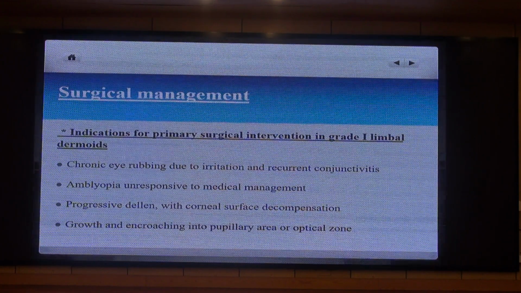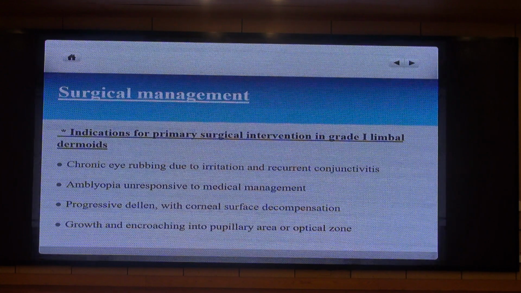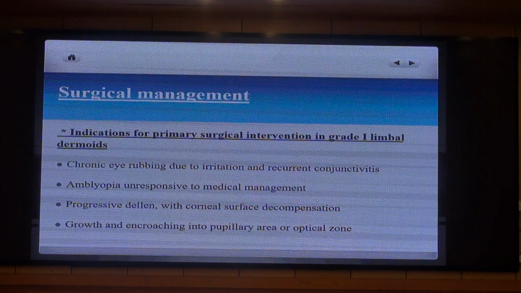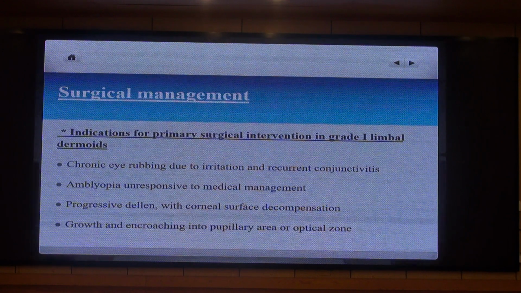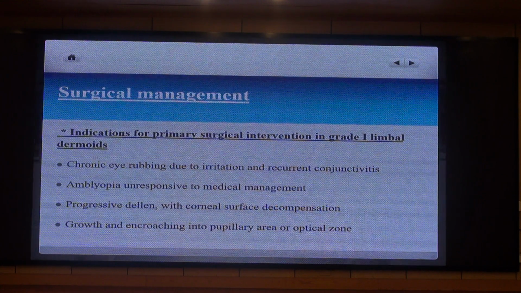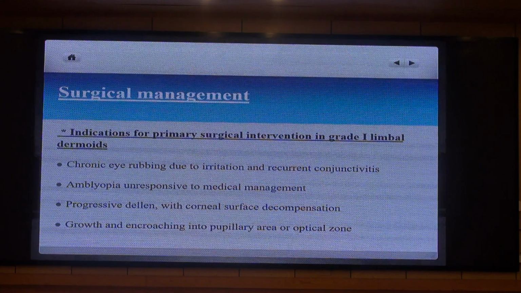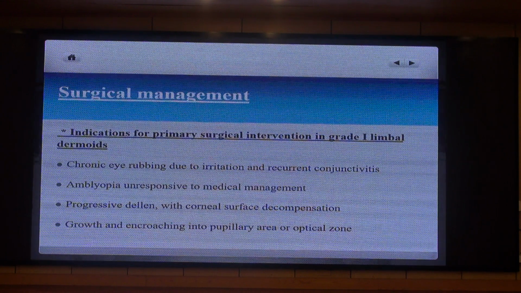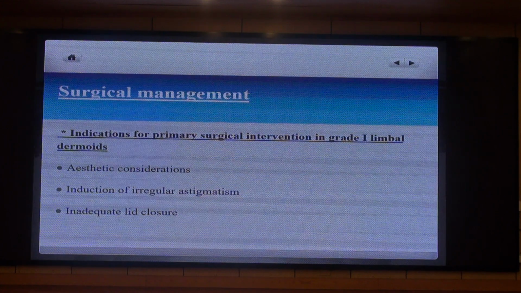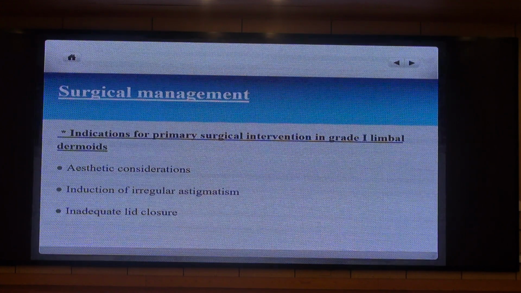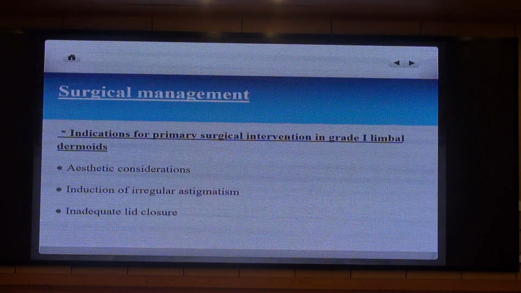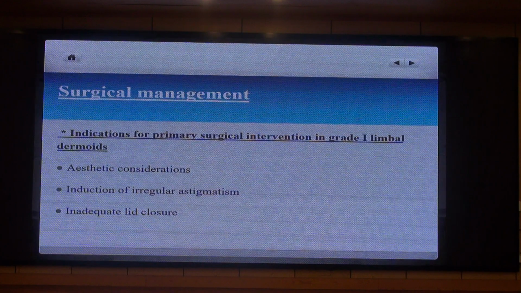Chronic eye rubbing due to irritation and recurrent conjunctivitis. Recurrent infection. Amblyopia responsive to medical management is very important. Progressive growth encroaching into the pupillary area or optic zone. Other considerations include induction of irregular astigmatism and cosmetic concerns.